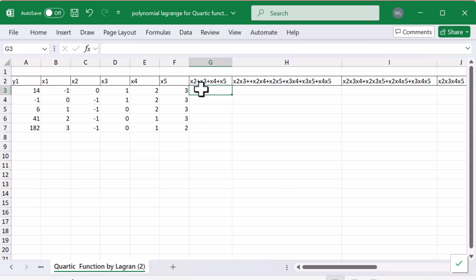So for column G, first of all, put the equal sign, x2. Go to the cell in x2, click, then plus, click the cell in X3, then plus click the cell in X4, plus click the cell in X5, then enter.